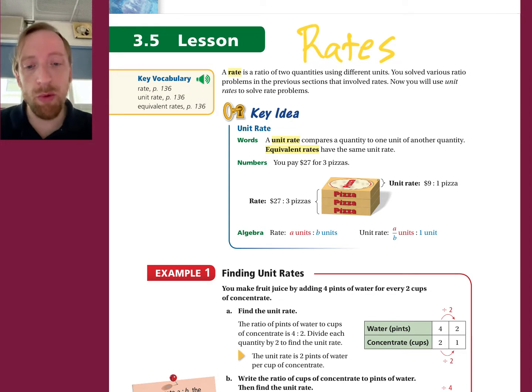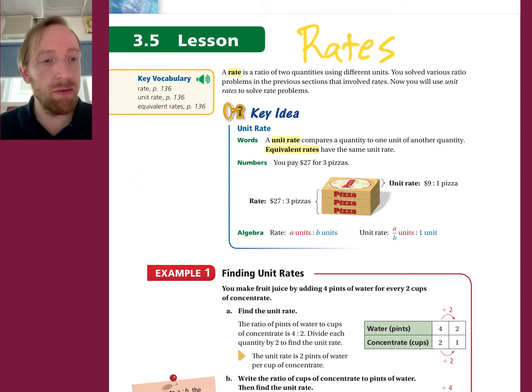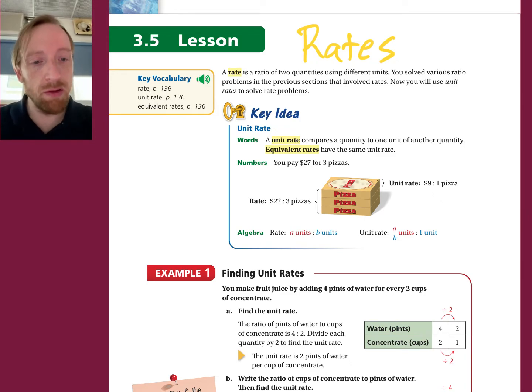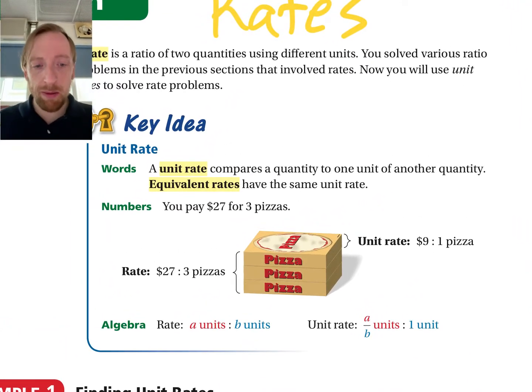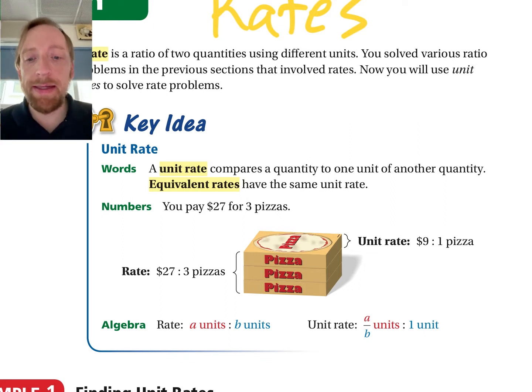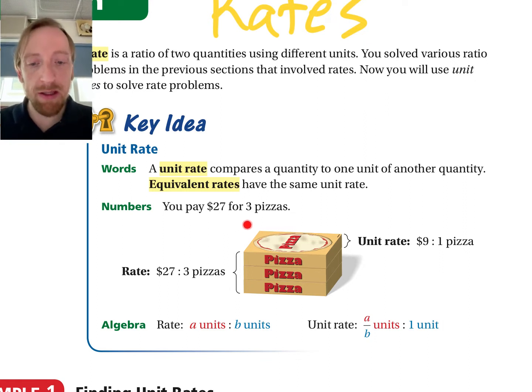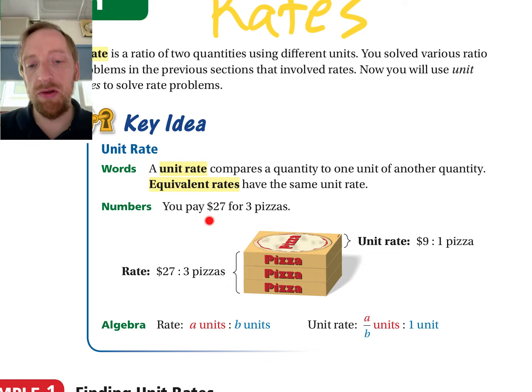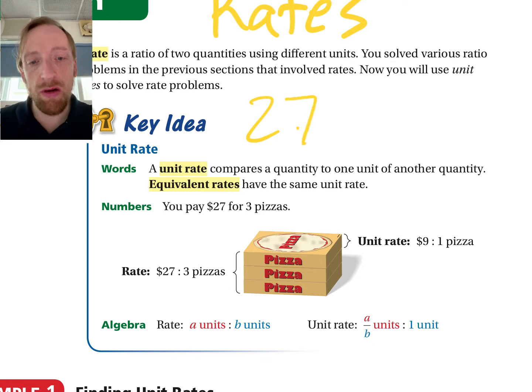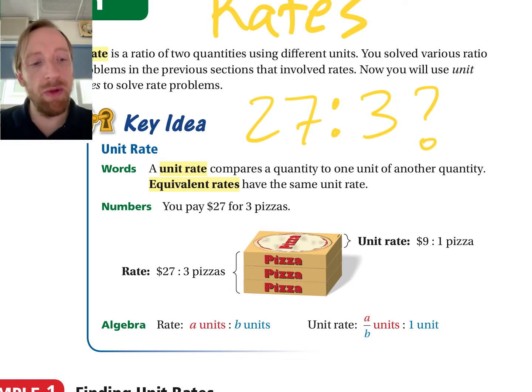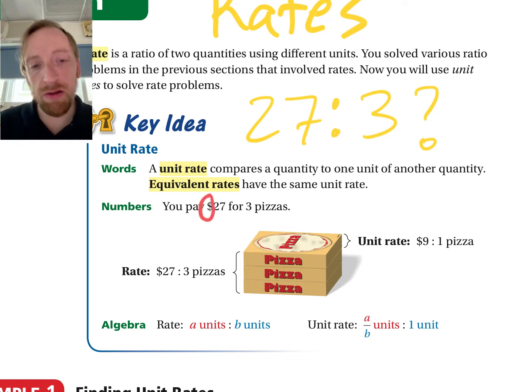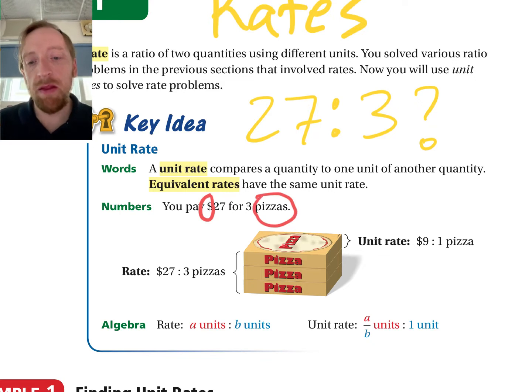This becomes really important in real life because we usually talk about the comparison between two things. So let's say you're buying pizza and we could say the ratio is 27 to 3, but that doesn't mean anything until we say $27 to 3 pizzas. Just the ratio alone doesn't give us any information. That would be confusing. But once you say it's $27 for 3 pizzas, these are the units.